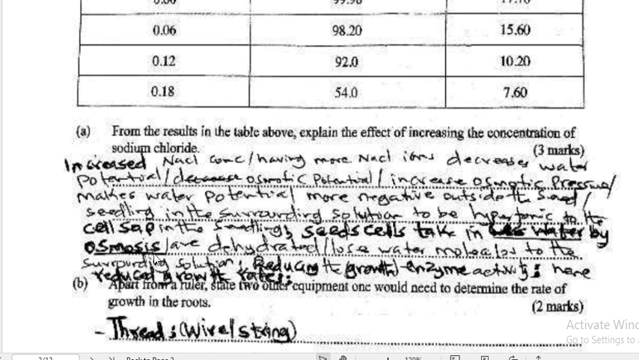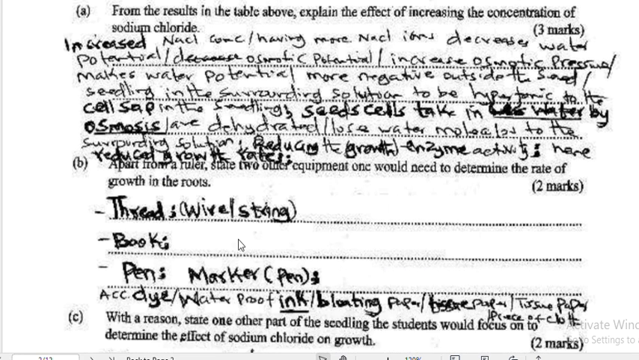Then part B: apart from a ruler, state two other equipments one will need to determine the rate of growth in the roots. And you can have a thread or a string, a book, which you can draw and be able to obtain the length and calculate the rate of growth. Then we have a marker pen for marking those roots. Then you can have dyes or waterproof ink, blotting paper.